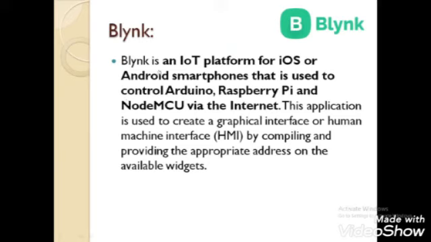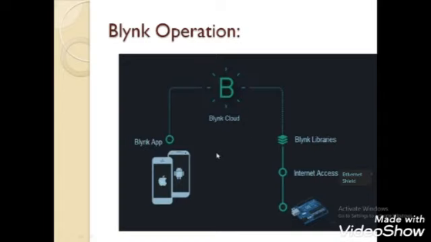So Blink is an IoT platform for iOS or Android smartphone that is used to control Arduino, Raspberry Pi, and Node MCU via the internet. This application is used to create a graphical interface or human machine interface (HMI) by compiling and providing the appropriate address on the available widgets. So this is the operation of the Blink.